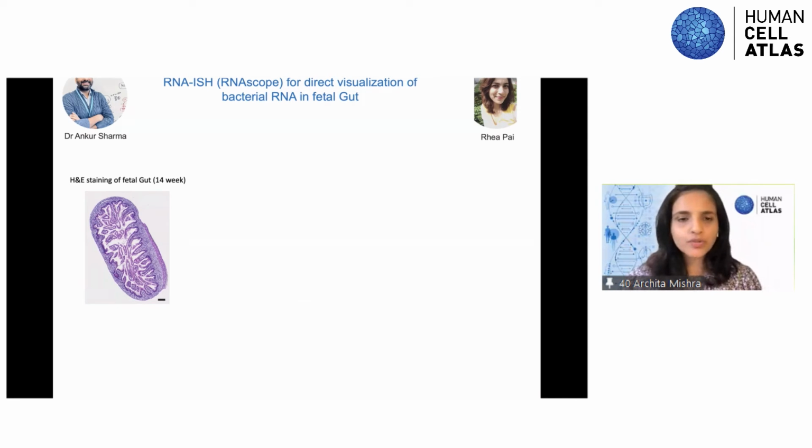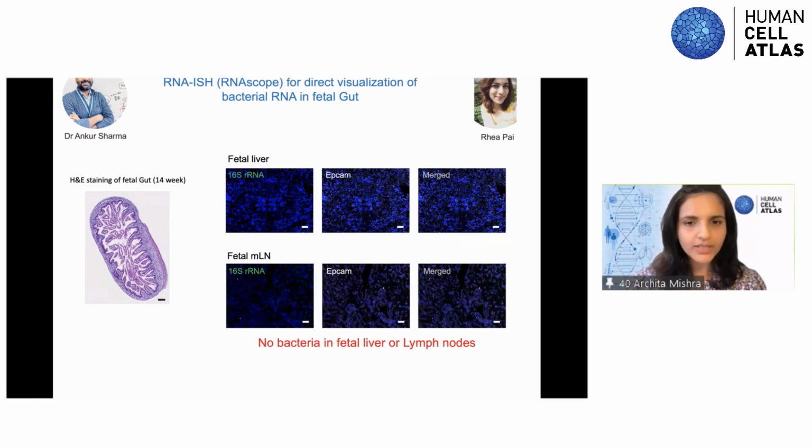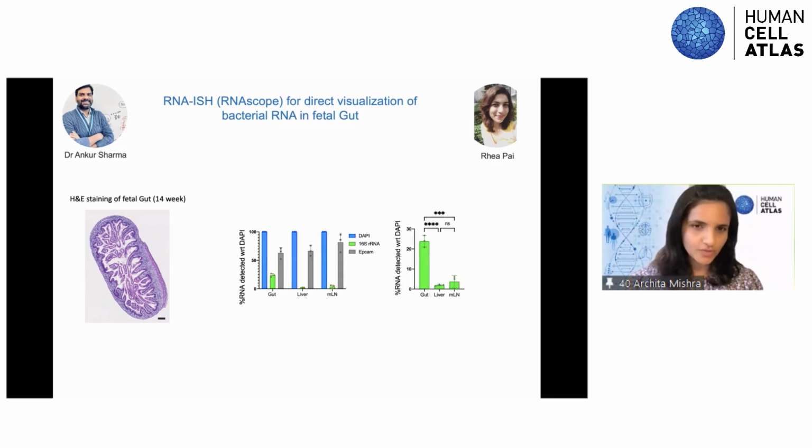Next, we also wanted to see how this localization pattern is arranged in the lumen. So we employed RNAscope technology along with our collaborators Ankur and Ria. And here you can see the green color basically represents the bacterial DNA, and the white is the epithelial boundary. And when you overlay that, the bacteria was quite nicely packed along the fetal lumen. And we could not find any bacterial presence in fetal liver or lymph node, which shows that what we are looking at is associated with the fetal gut only.